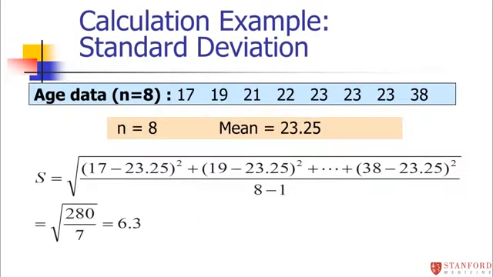Let me just give an example calculation of how you'd actually go about calculating the standard deviation by hand. Remember, we had this little hypothetical data set which had 8 people with 8 ages in it. They ranged from 17 to 38. We calculated in a previous module that the mean for this data set was 23.25. So again, we have to calculate the mean before we can calculate the standard deviation.